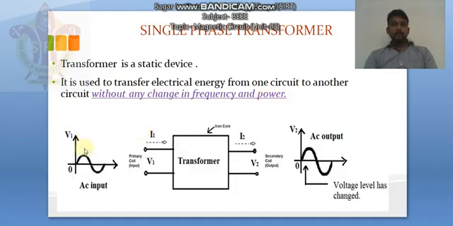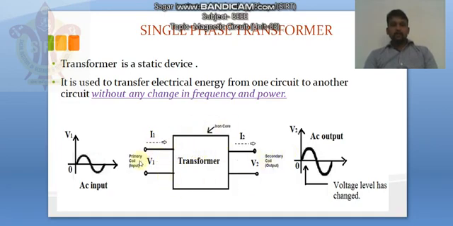In this diagram you can see that in primary we have given AC input having voltage V1, and in the secondary winding we are getting AC output having output voltage of V2, but the level of V1 and V2, both of them are not same. So here you can say that a single phase transformer can step up or step down the voltage.